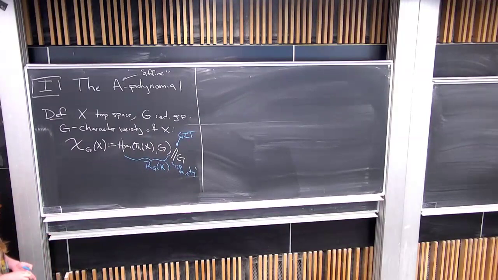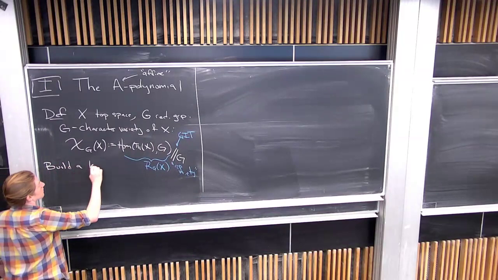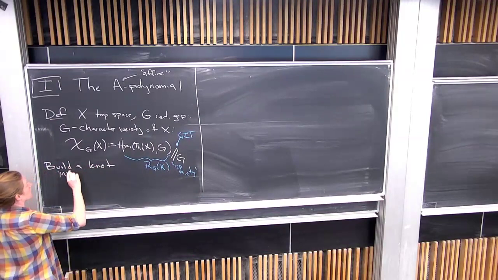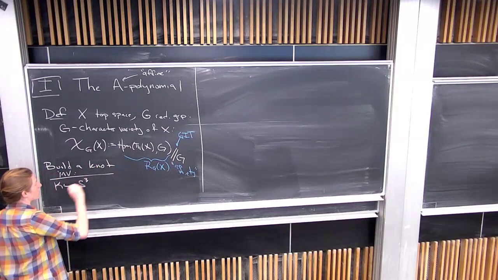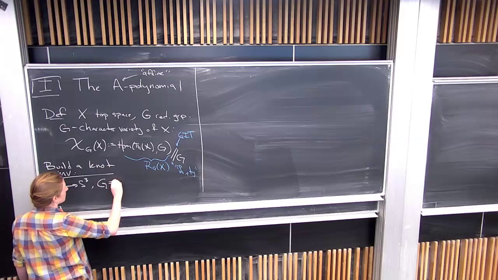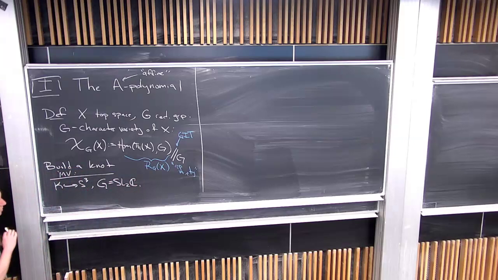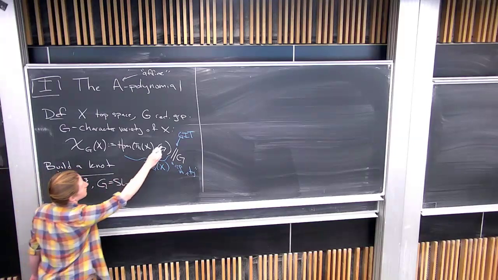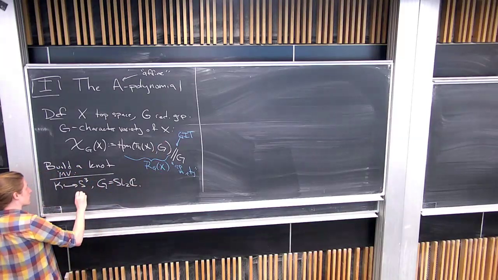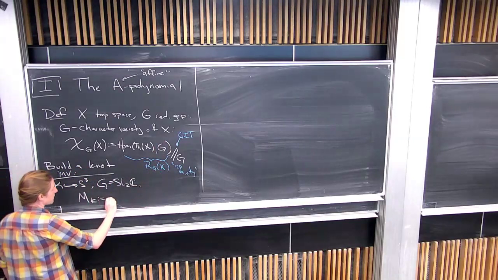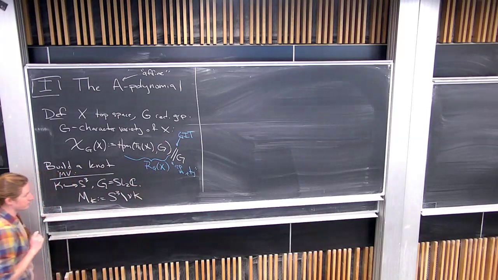What I'm going to do with this is build a knot invariant. It's going to be for a knot in the standard S3, and the construction I'm describing is for SL2C. In particular, I need to feed in some space. There's an obvious space I can work with if I'm trying to build a knot invariant, and this is just the knot complement, which I'll call M sub K. This will be S3 minus some tubular neighborhood of my embedded knot.